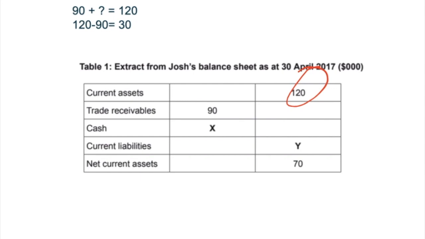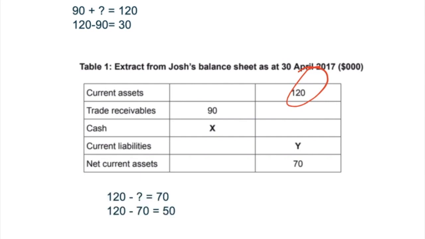So the next one is your current liabilities, and we don't know what our current liabilities are. They don't even really give you much information, and there must only be one current liability. But what we do know is the net current assets, and all I mean by the net current assets is the difference between your current assets and your current liabilities. That is 70. So whatever Y is, if you minus that from current assets, you will get 70. So again, have a go and see what you can get.